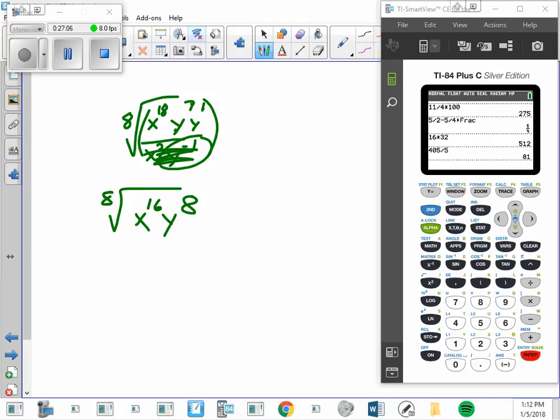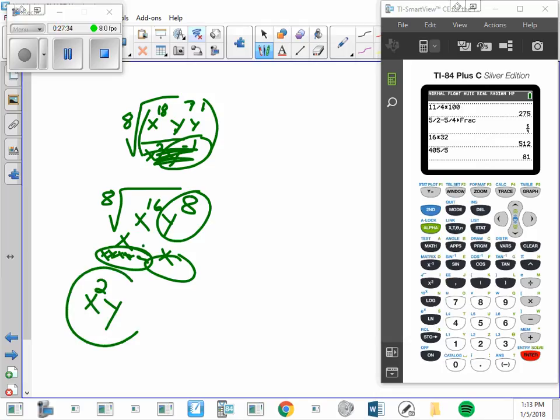And we're taking the 8th root, so I can take out all of the y's and bring out one group. And I can take out all of the x's and bring out two groups. So I end up with, is it 2x or x squared? If we write them all out, 1, 2, 3, 4, 5, 6, 7, 8, there's one group, there's one group. This gets an x and this gets an x. So x squared y. That is the simplified version of this.